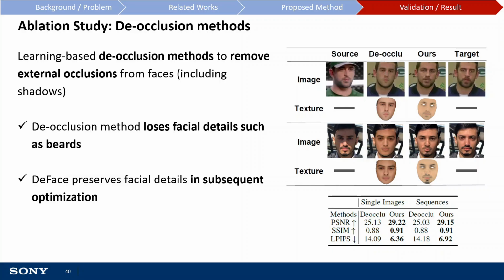The quantitative and qualitative results are presented on this slide. The metrics are evaluated on the target images mentioned previously. We can observe that the de-occlusion method loses some facial details, such as beards, as it divides occlusion regions by the distances between the input image and the reconstructed result from 3D, which will also regard details hard to describe with the 3D as occlusions. DeFace treats shadows as different illumination instead of occlusions, which can preserve facial details in these regions in subsequent optimization.